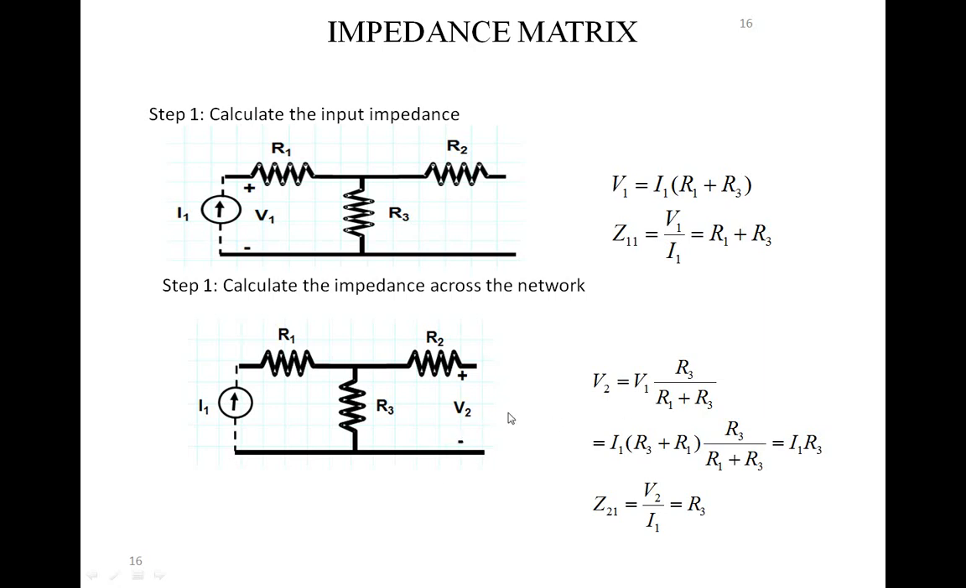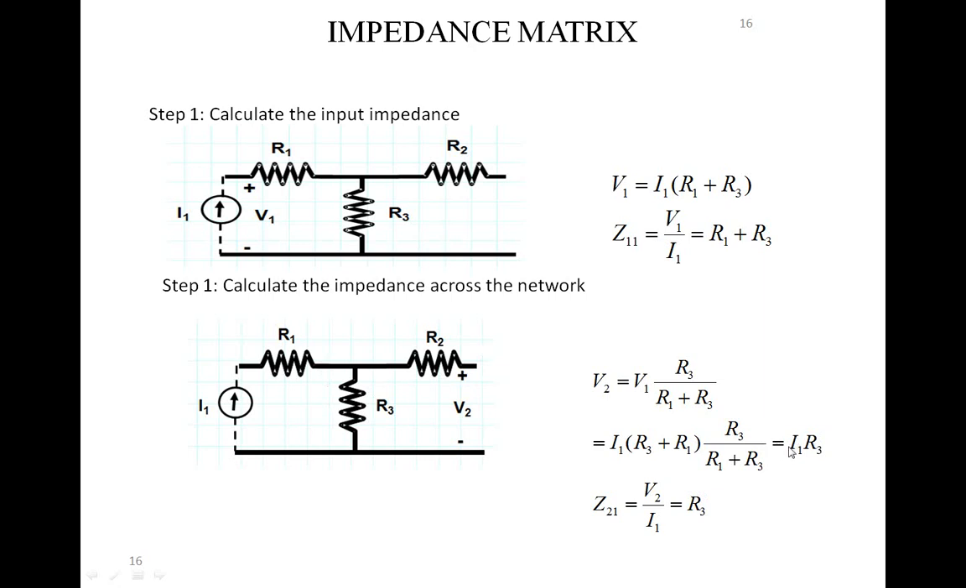So now current is allowed to flow in resistor 2. This resistor R2 is in parallel combination with this R1 and R3. Hence the expression is written as V2 is equal to V1 into R3 by R1 plus R3, which can be rewritten as I1 into R3 plus R1. This is again series. This is series, that is parallel with this.